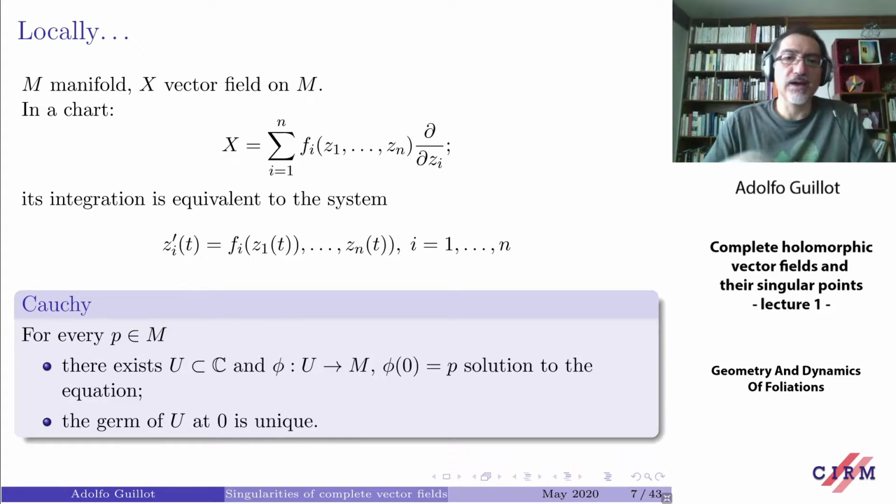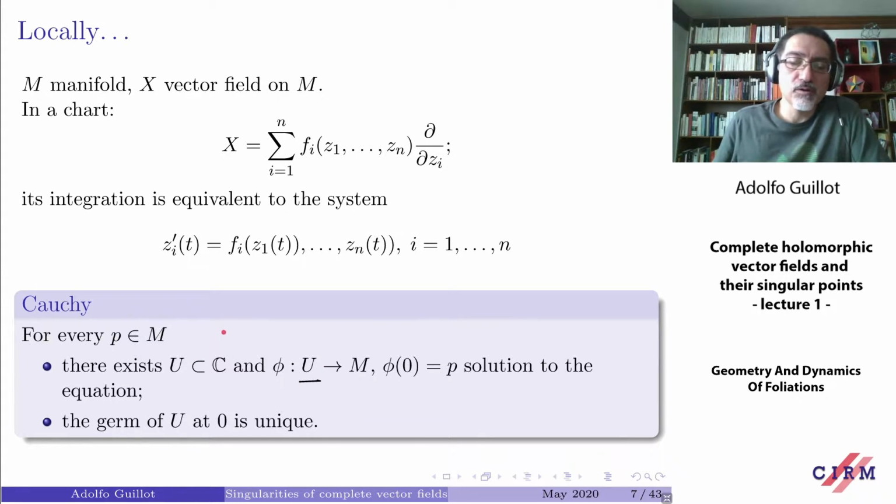Okay, so let me just start from the beginning. In a manifold, you have a vector field, you can always consider it in a chart. So I will use this notation of derivations for vector fields. If you want to integrate it, you just need to solve this system of differential equations. Both are equivalent here, in a manifold of dimension n. And then you have Cauchy's theorem on the existence and uniqueness of solutions. It says that if you have a point in M, that's an initial condition, we will find an open subset of C, U, containing zero, and a solution to the equation defined in this set U.